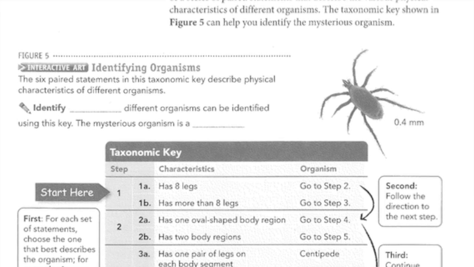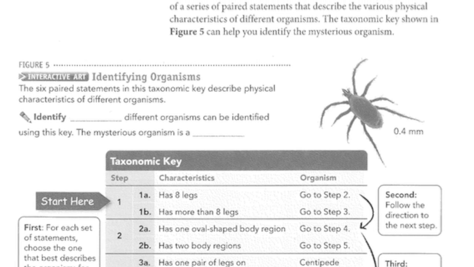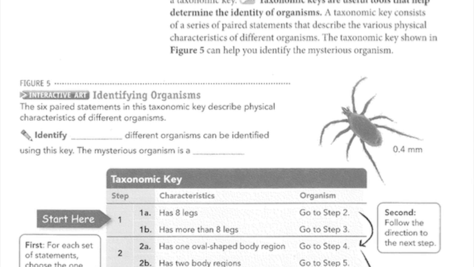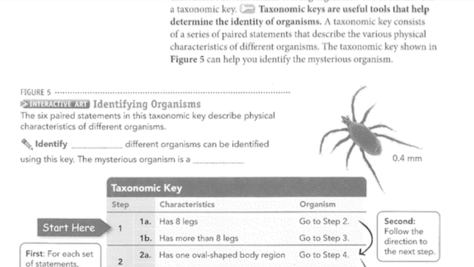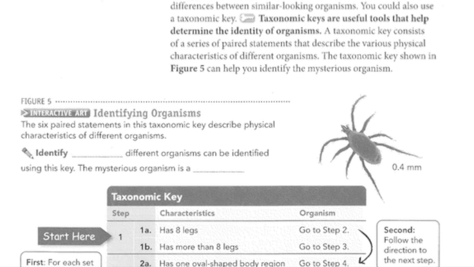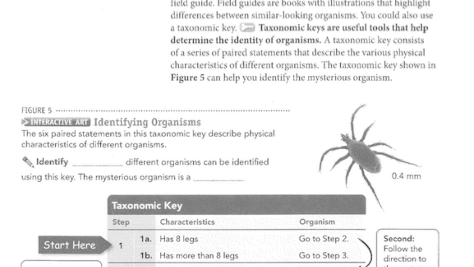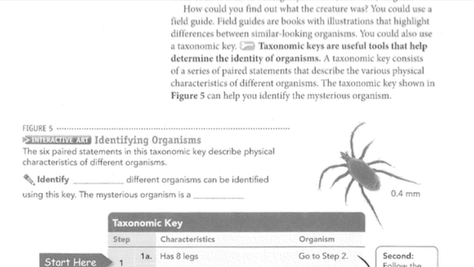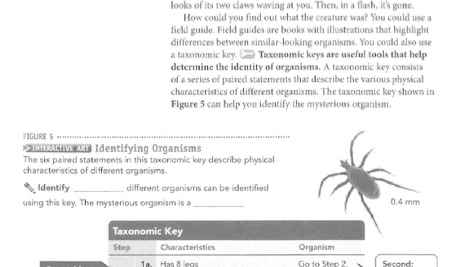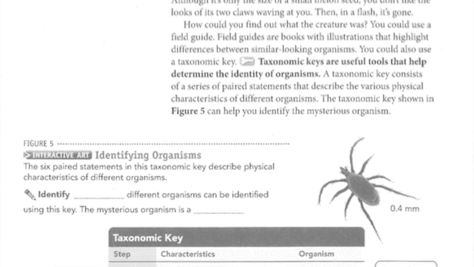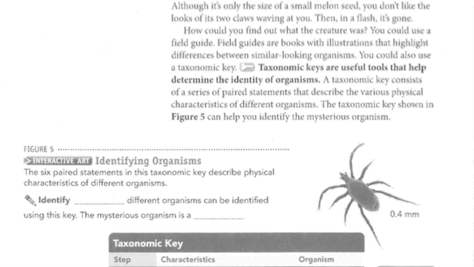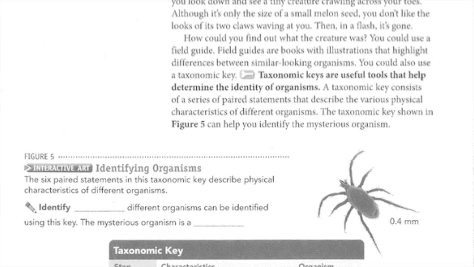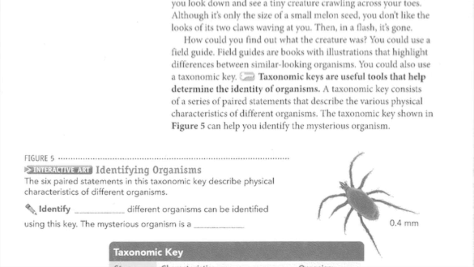How could you find out what the creature was? You could use a field guide. Field guides are books with illustrations that highlight differences between similar-looking organisms. You could also use a taxonomic key. Taxonomic keys are useful tools that help determine the identity of organisms. A taxonomic key consists of a series of paired statements that describe the various physical characteristics of different organisms. The taxonomic key shown in Figure 5 can help you identify the mysterious organism.